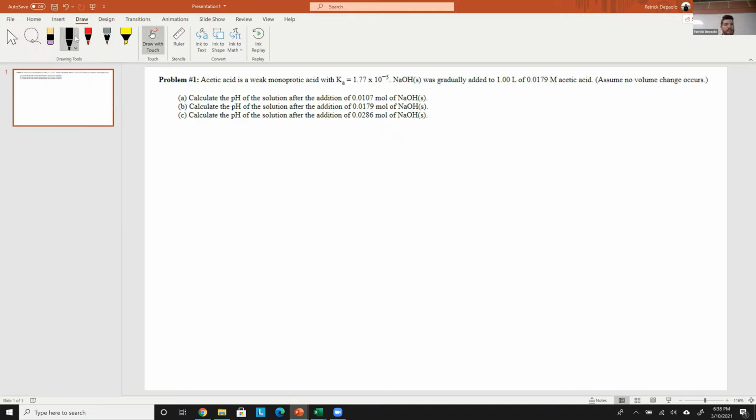All right, now part B. So now what is the pH of the solution after the addition of 0.0179 moles of NaOH? Well, that number looks familiar. That's the same amount of moles that we have of acetic acid. So that means, if we're looking at the equation, that means that every single mole of HA has been converted to A minus, because now the moles of the acetic acid will be neutralized by the moles of the NaOH.